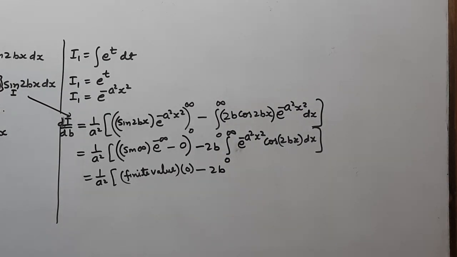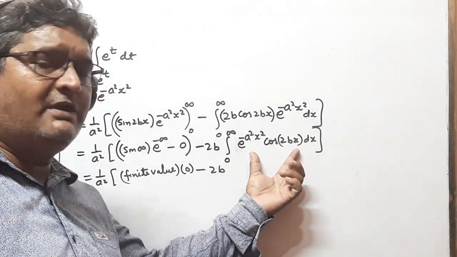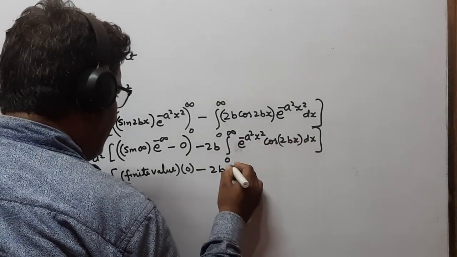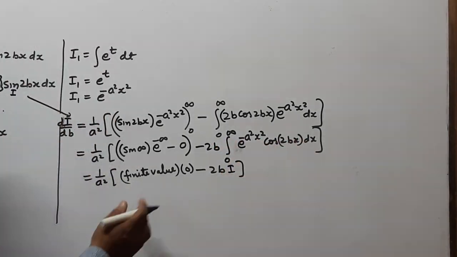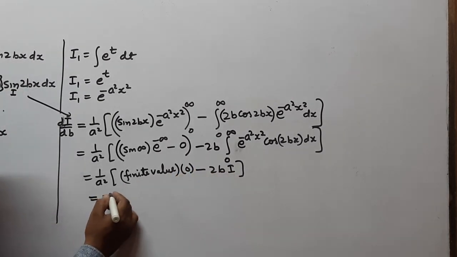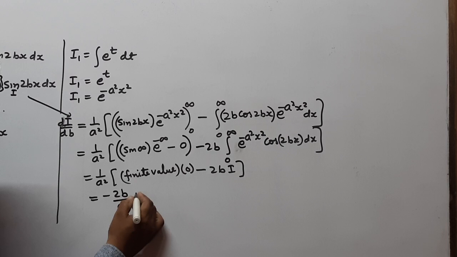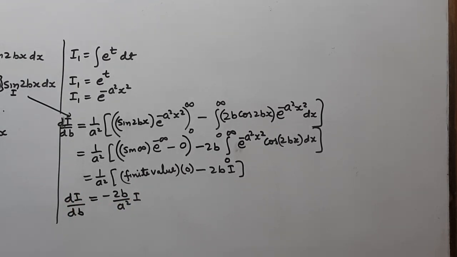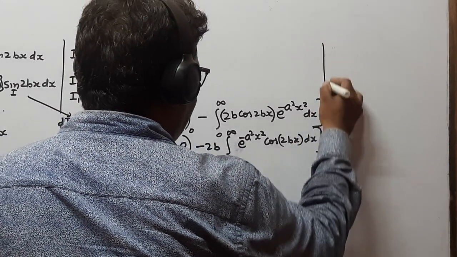You can see here, this definite integral is the given integral which is equal to I. So in place of this integral, we write I. Now a finite value multiplied by 0 gives 0. So this is equal to minus 2b upon a square times I, equal to dI upon db. So dI upon db is equal to minus 2b upon a square multiplied by I.